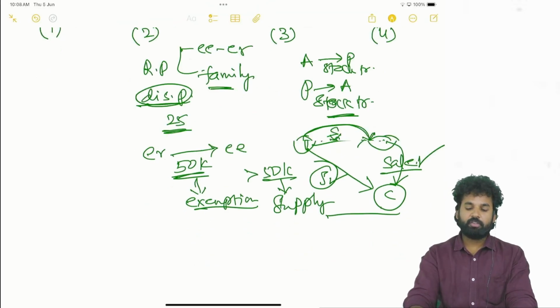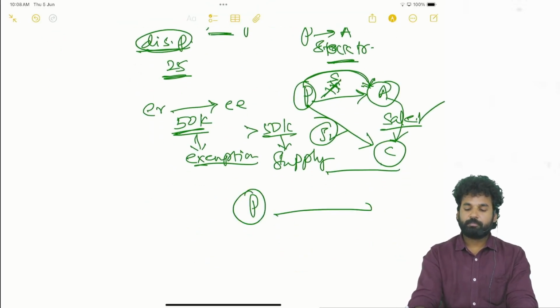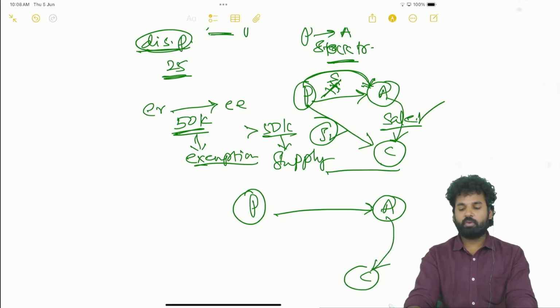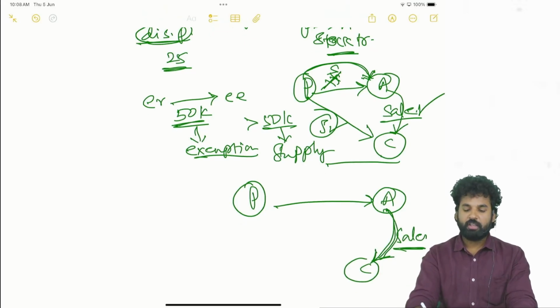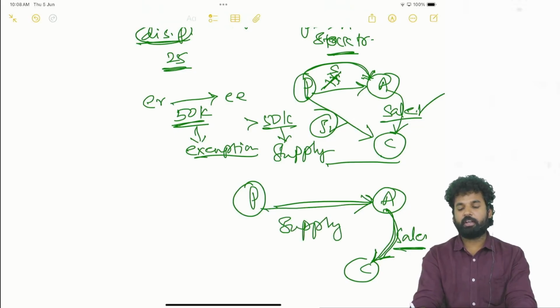In the second case, principal is there, agent is there, customer is there. If the sale is being booked from here, and for this sale the agent is giving the invoice to the customer, in such cases, the supply between the principal and the agent will be treated as a supply, attracting GST.